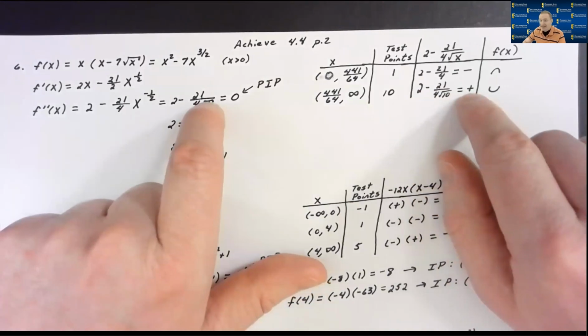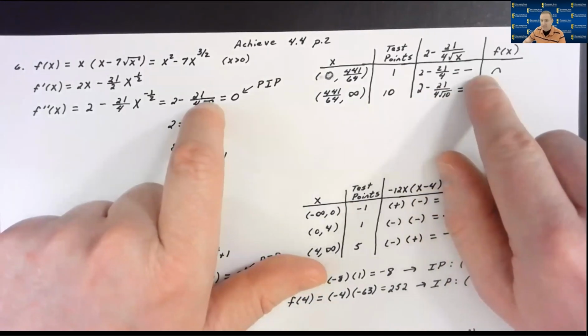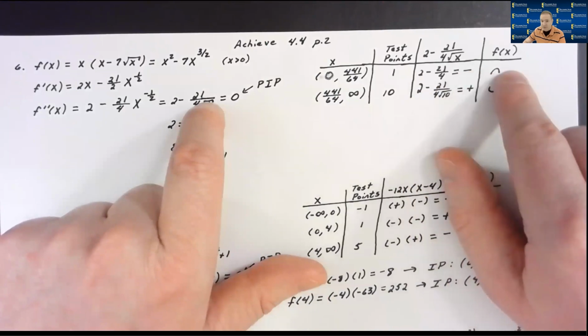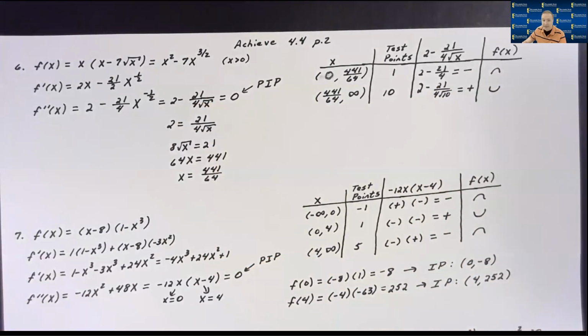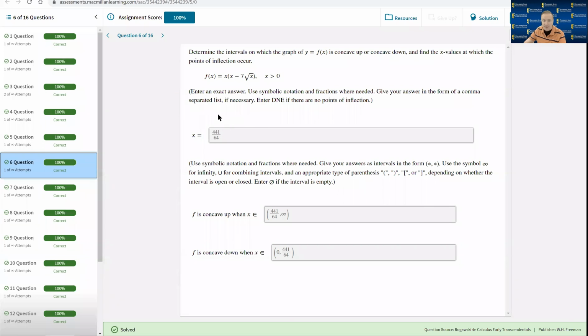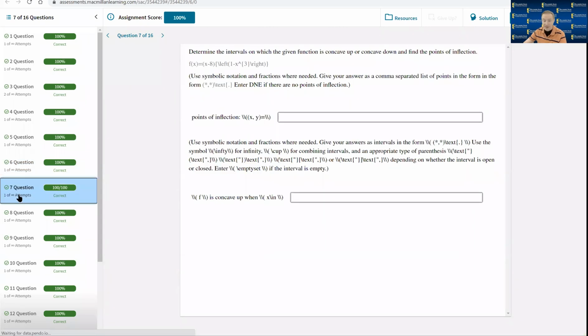Now, anytime my second derivative is positive, your original function is concave up. Anytime it's negative, your original function is concave down. Then my inflection point was at 441 over 64. You can see that I entered this information into Achieve, and that's all they wanted. Again, they only want the x coordinate for the point of inflection, and then the concave up and concave down intervals.